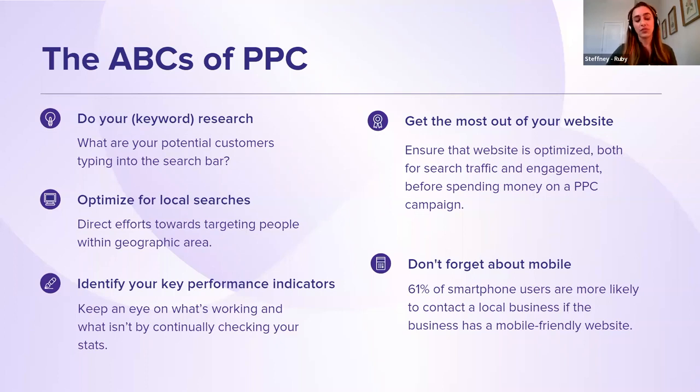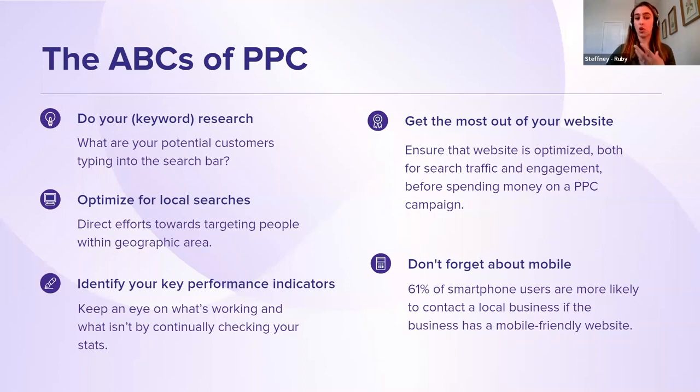Next, you want to optimize for local searches. The internet gives you the ability to target people across the world, but not all searchers are the same. Direct your efforts towards targeting people in your geographic area. Go back to your list of keywords and add localized phrases like best law firms near me or best local dentists. And don't forget about mobile, because 61% of smartphone users are more likely to contact a business if that business has a mobile friendly website.